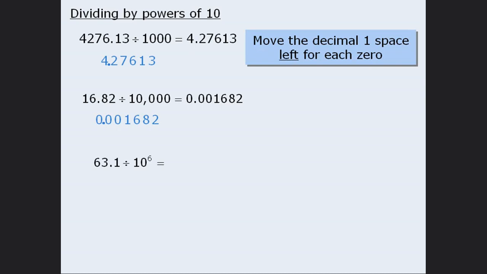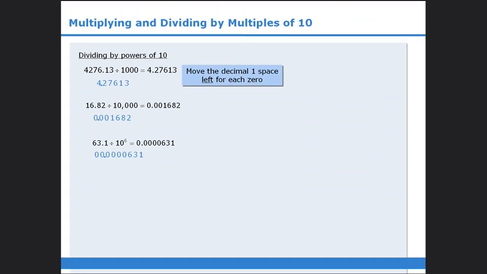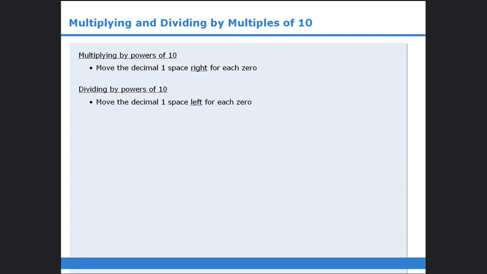Okay, one last question. Since 10 to the power of 6 has six zeros, we must take our number and move the decimal six spaces to the left. So, first we must add some extra zeros in front of our number. At this point, when we move the decimal six spaces to the left, we get the following quotient. Okay, let's summarize. In this lesson, we learned how to quickly multiply and divide numbers by powers of 10.